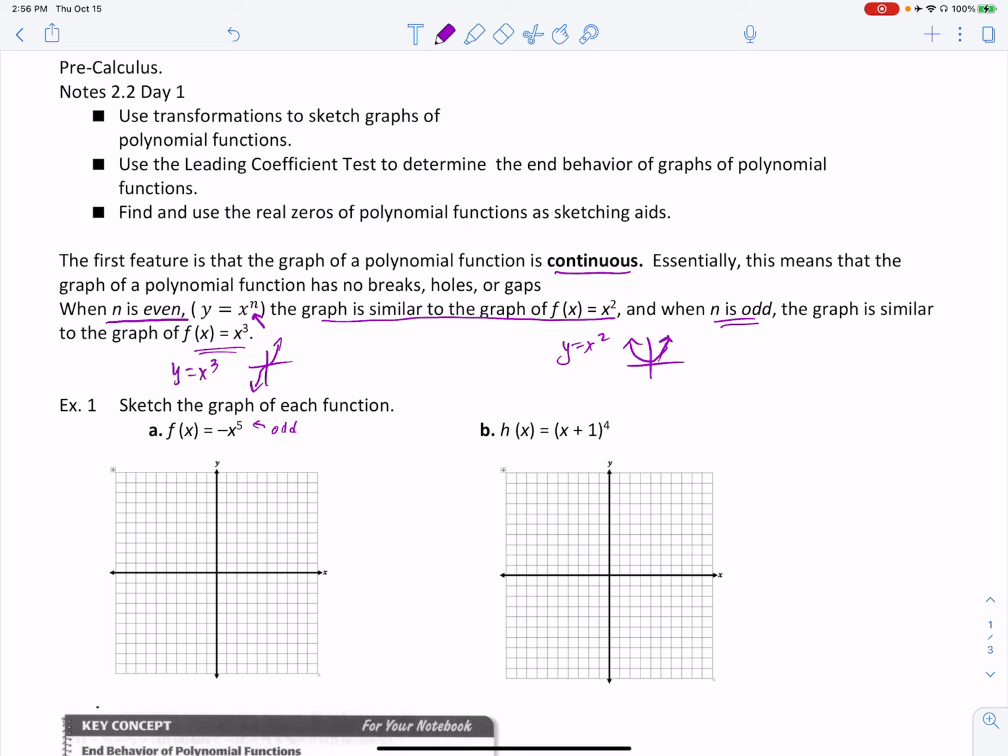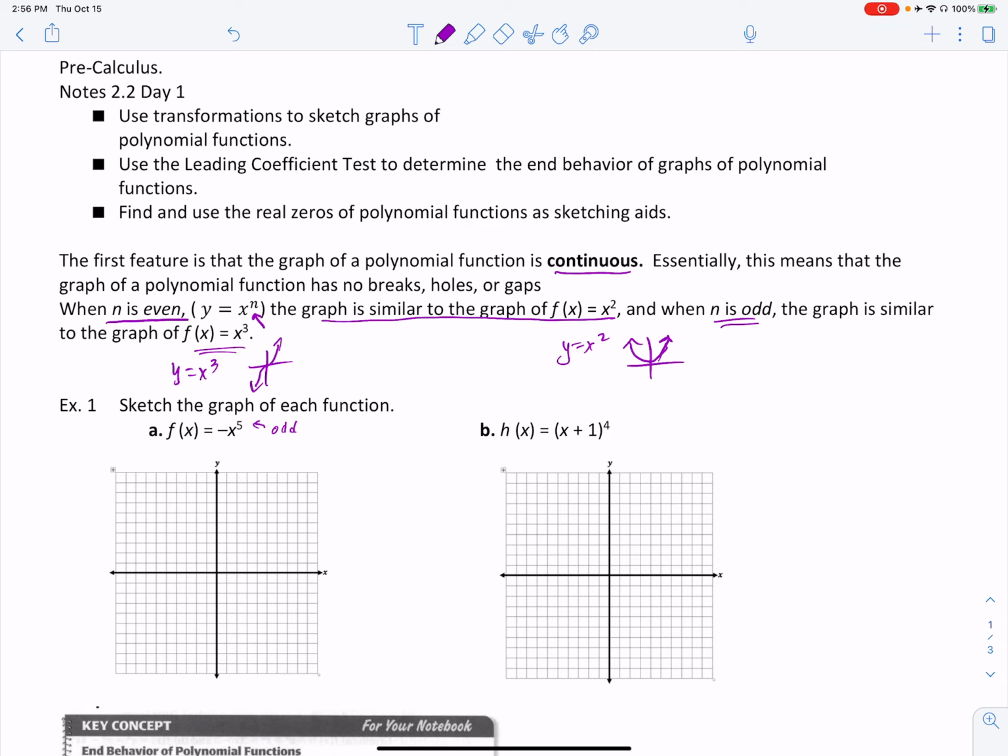The difference is that on x squared, both ends are going up, both ends going to positive infinity. If it's flipped, then both ends will go to negative infinity. But on x cubed, you've got one of each. One end is going to negative infinity, the other is going to positive infinity. That's what we mean.